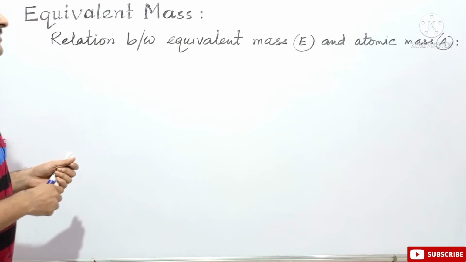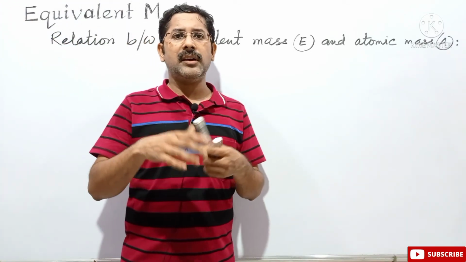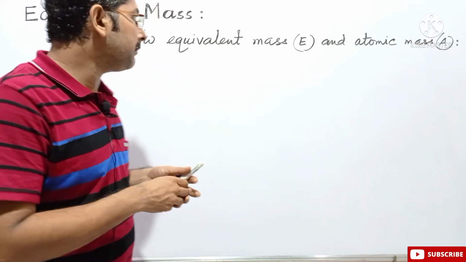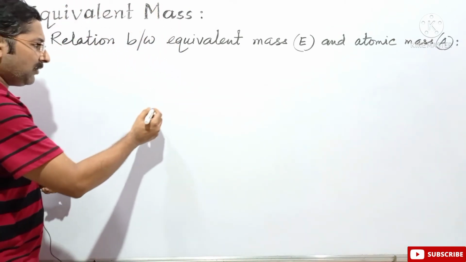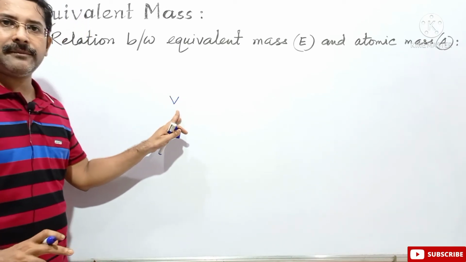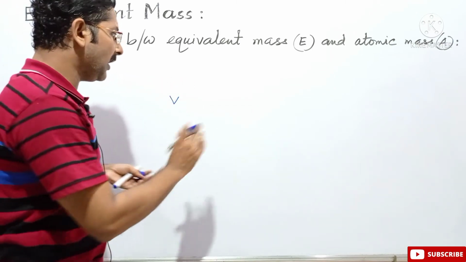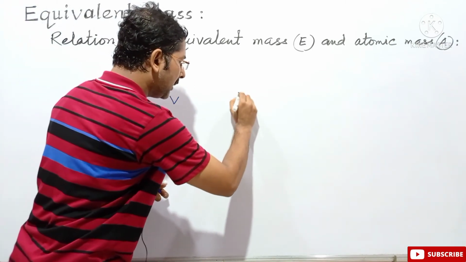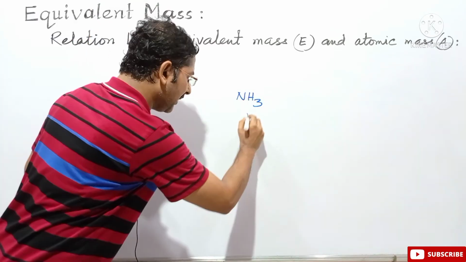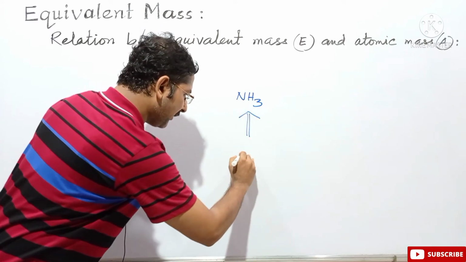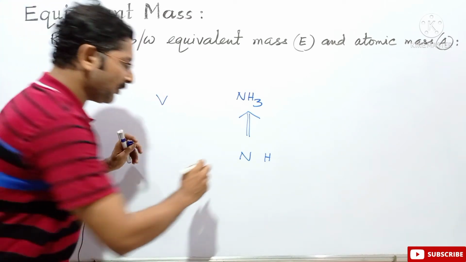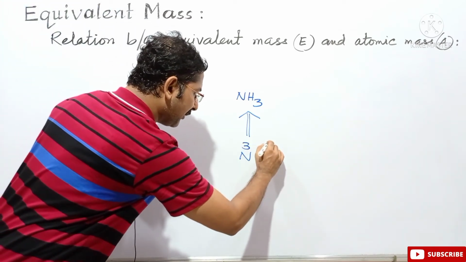Okay, let's go. As you have learned in your class 7 or 8, the definition of valency. What is the definition of valency? Let's say the valency of an element is V, right? In class 7 or 8 you have learned, let's say ammonia, okay. The valency of nitrogen is 3 here. This is ammonia, say nitrogen and hydrogen, the valency of nitrogen is 3 and the valency of hydrogen is 1.